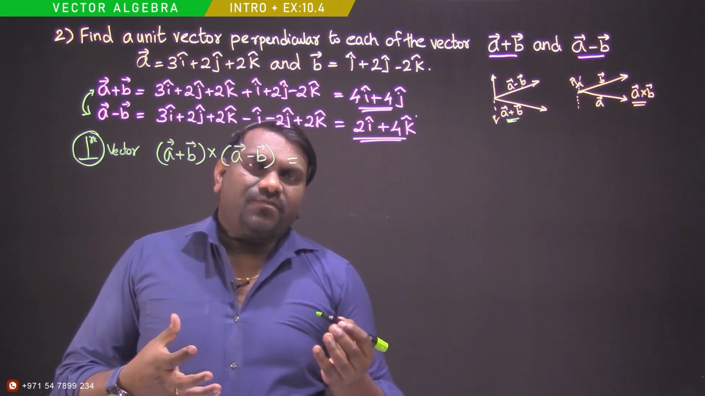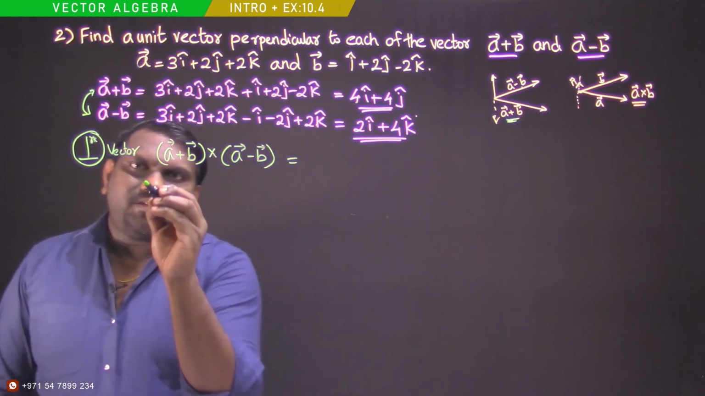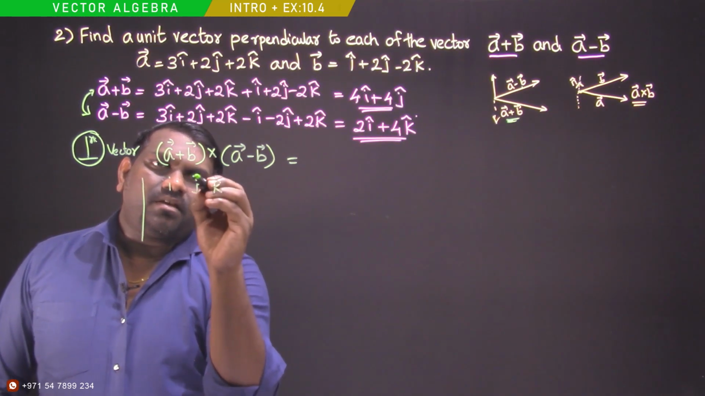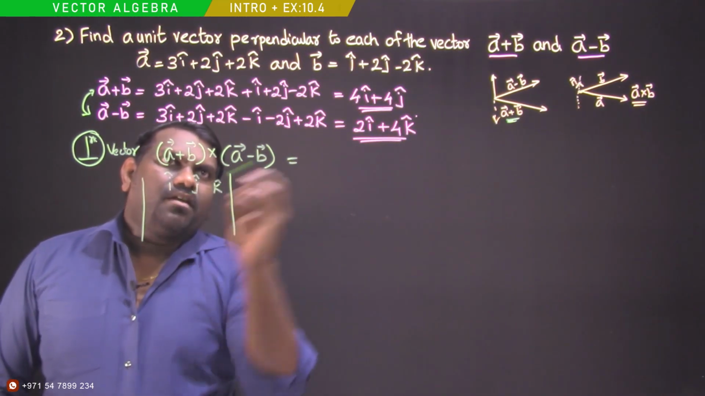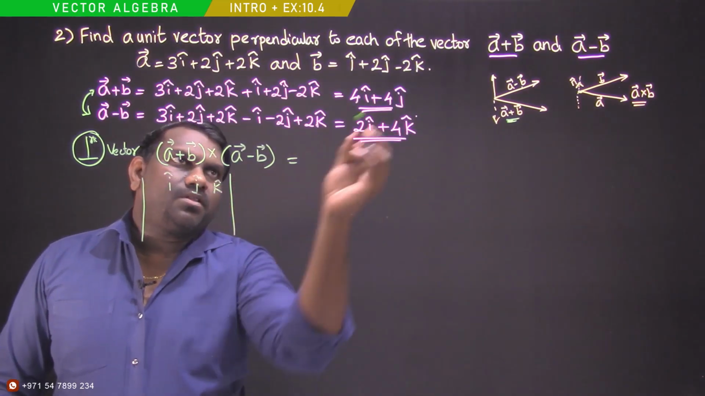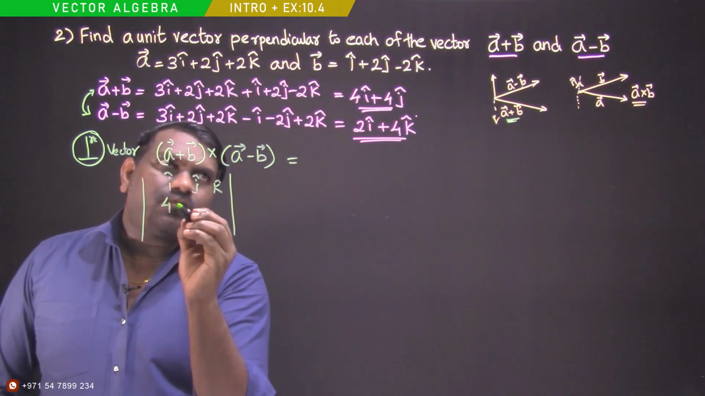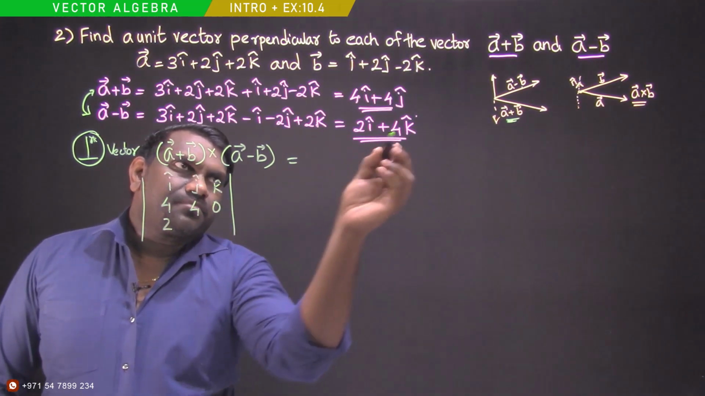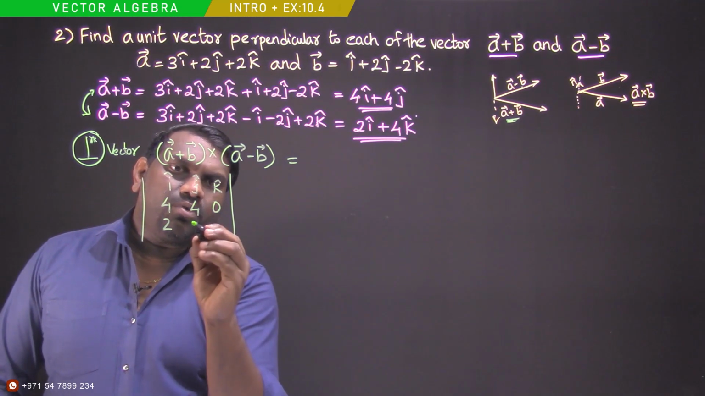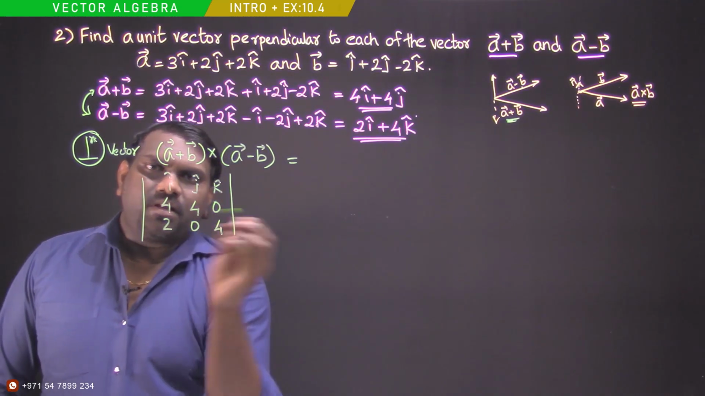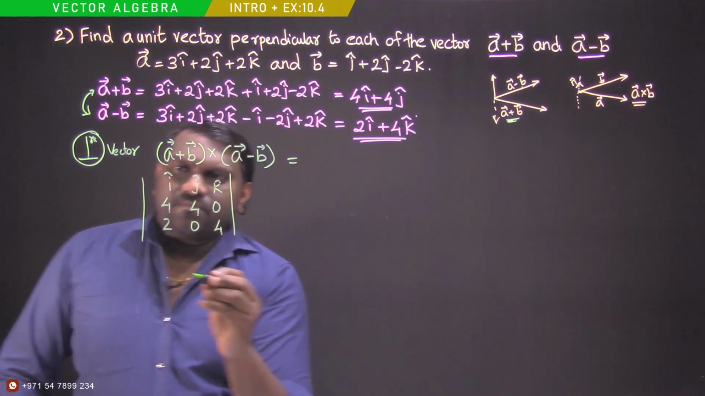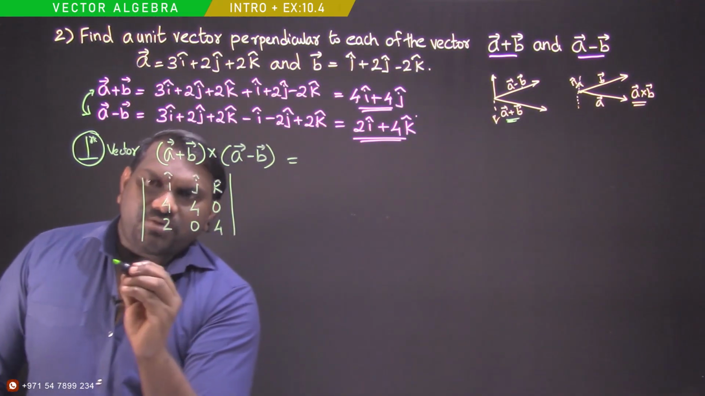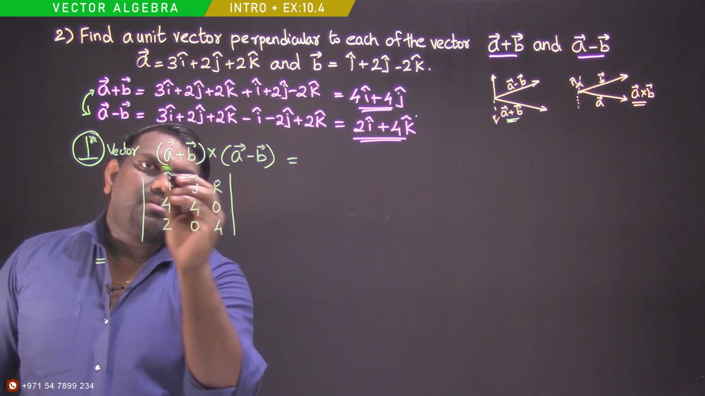And how do you find this? By the determinant method. What is it? i, j, k, keep it there. Then for A plus B, the first row: i is 4, j is 4, k is 0. The next row: 2 is here, then j you don't have, so 0, then you have 4. And if you try to solve these, what will I get? I will solve it here. This is what I'm finding.